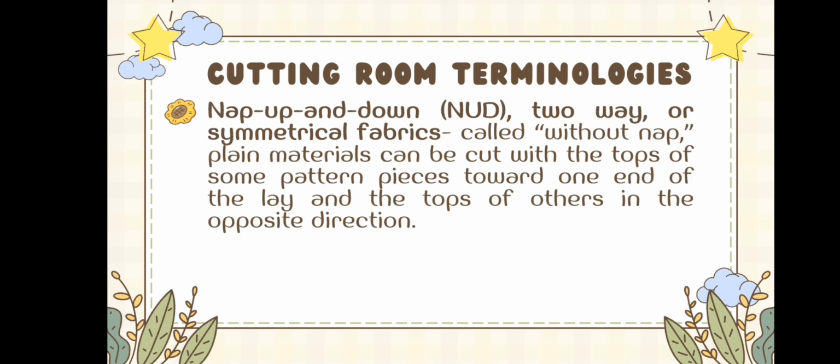So it is one of the examples of nap up and down, or asymmetrical fabrics. So when you say nap, it refers to the texture or direction of fibers on a fabric's surface, affecting how the fabric looks and feels.